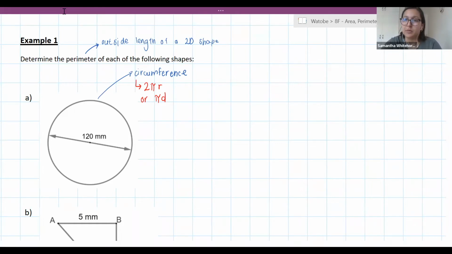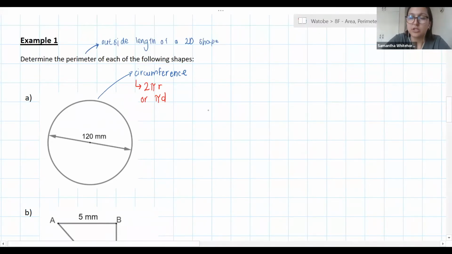Using this first example, I'm going to show you how to use both of these formulas, so that you can see if you are comfortable with using either one, and when it might be easier to use one versus the other. In this first example, I've asked you to determine the perimeter of each of the following shapes. As we've just said, in terms of the circle, this is specifically called the circumference.